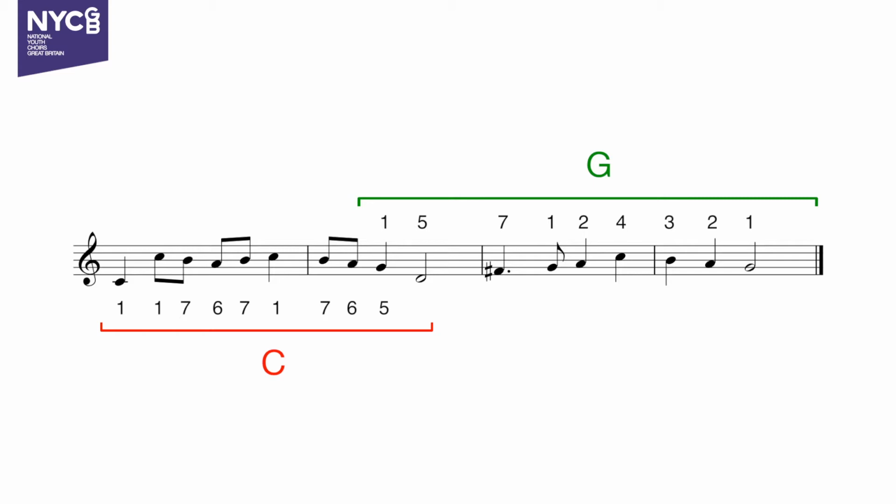1 1 7 6 7 1 7 6 1 5 7 1 2 4 3 2 1. Pause the video and have another go at singing through that melody, this time to the numbers with the pivot note starting on the G.